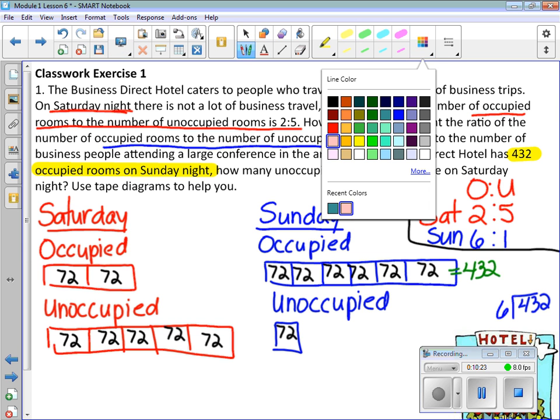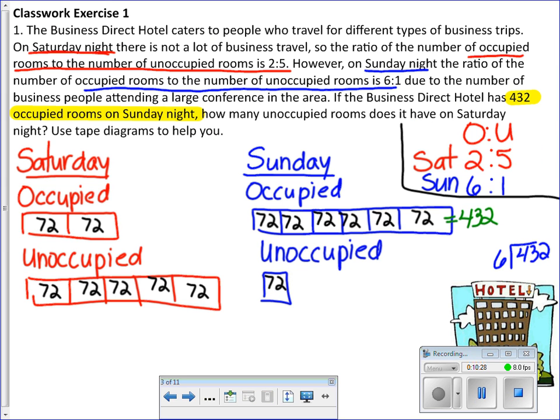So what is the question being asked? What do we want to know? We want to know how many unoccupied rooms does it have on Saturday night? This is where your highlighter and color pencils will come in handy. So I have to find unoccupied rooms on Saturday night. So this is what I'm looking at, unoccupied rooms on Saturday night. How am I going to find that total of unoccupied rooms on Saturday night? How am I going to do that?